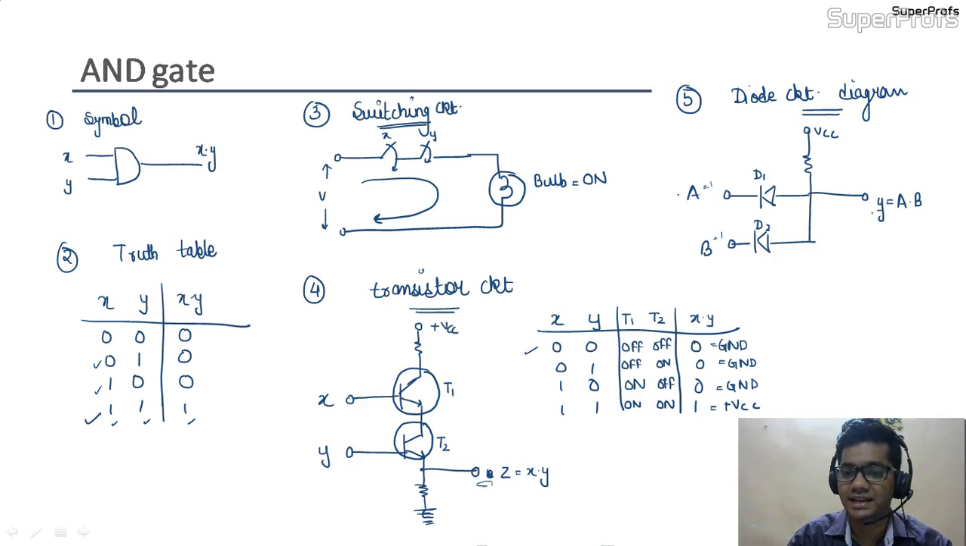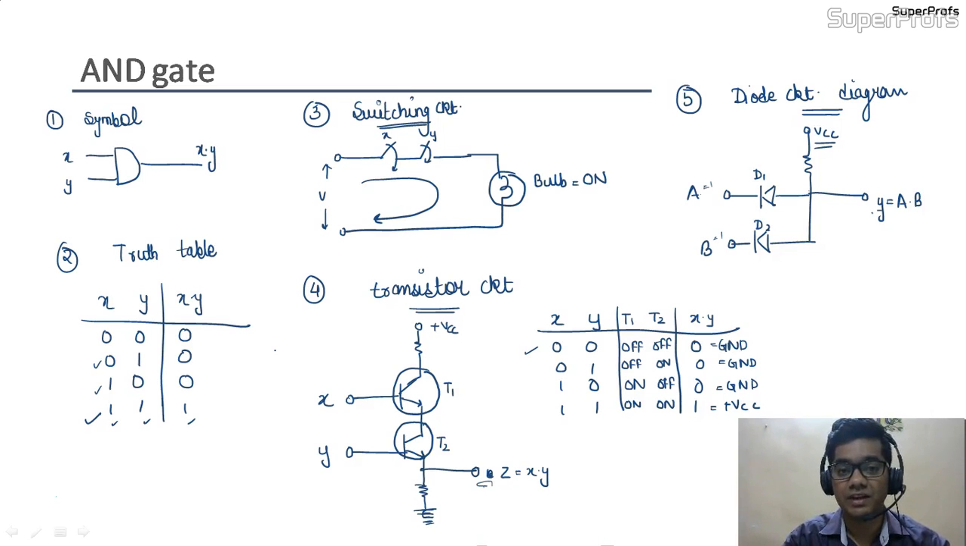So we can say that D1 and D2 would be reverse biased, as both diodes D1 and D2 are in reverse bias. Both diodes D1 and D2 would be in off condition, so there would be no flow of current, and this plus VCC voltage would appear at this point, and the output would be 1, that is plus VCC. So this diode circuit diagram is also representing the AND gate.